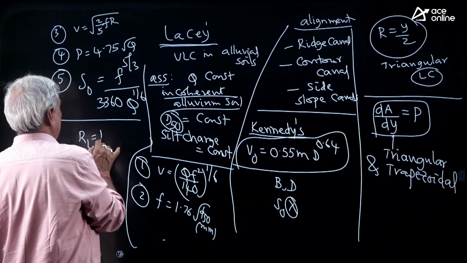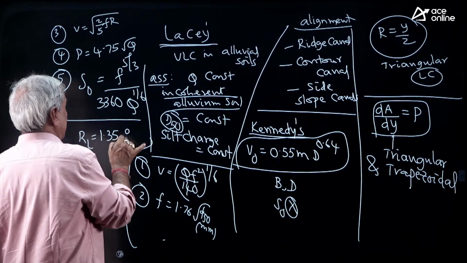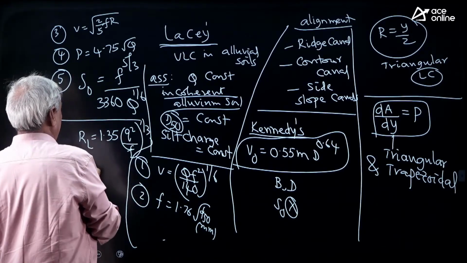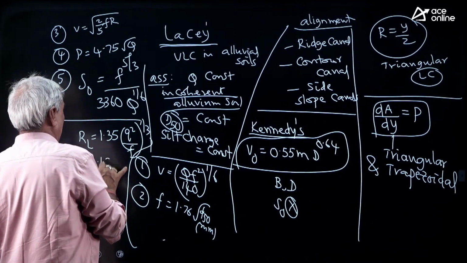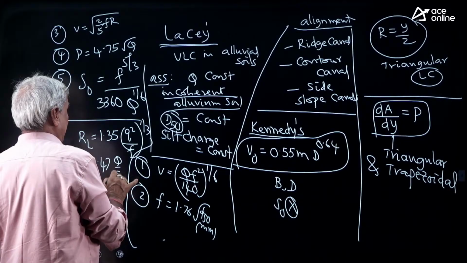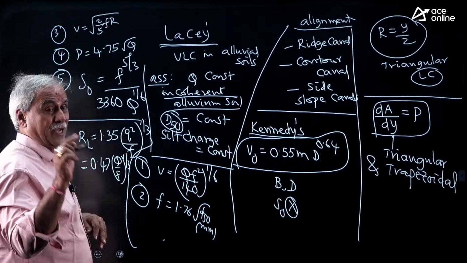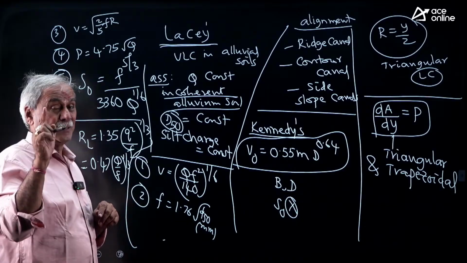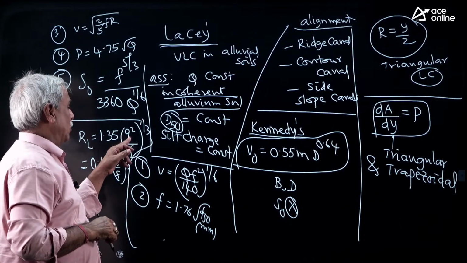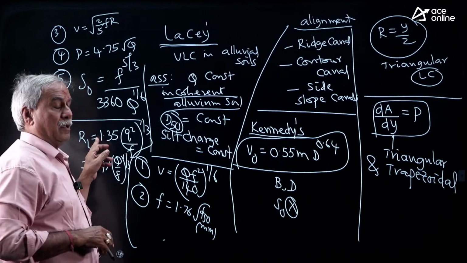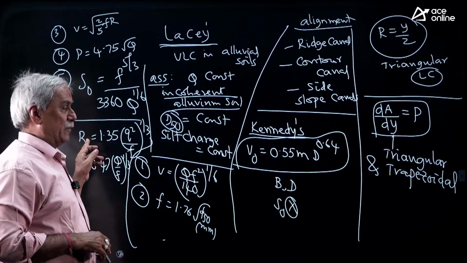Lacey's cover depth is equal to, in terms of unit discharge, (q²/F) whole power 1/3. In terms of total discharge, 0.47 (Q/F) whole power 1/3. In terms of discharge per meter width, small q, (q²/F) whole power 1/3, and the proportionate factor is 1.35.